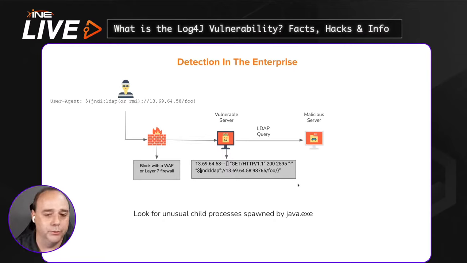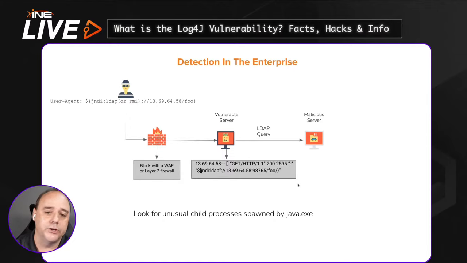What I'm looking for as a blue teamer is the JNDI and then the LDAP or the RMI or the DNS and then the IP address. I know Alexi used an internal IP address. I used one from a popular cloud provider, just a random IP address from them. But that log entry is what you're going to be looking for.